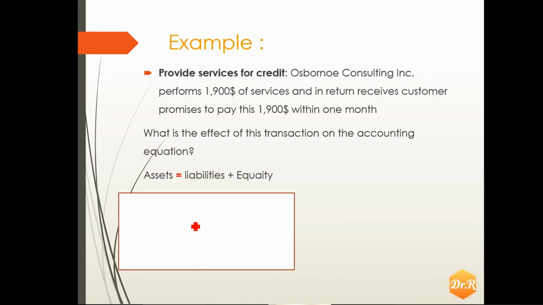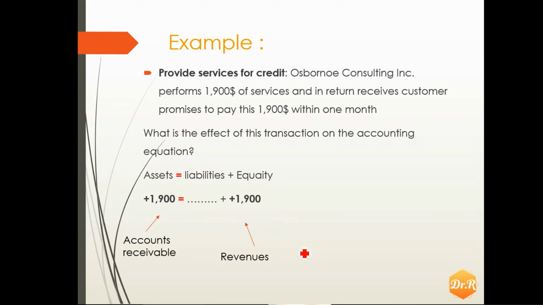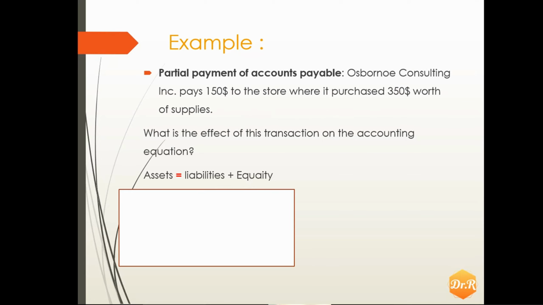Thank you. Another transaction. Provide services for credit. Osborne Consulting Inc. performs $1,900 of services and in return receives a customer's promise to pay $1,900 within a month. What is the effect of this transaction on the accounting equation? Plus accounts receivable 1,900. The equity is plus 1,900 as revenue.